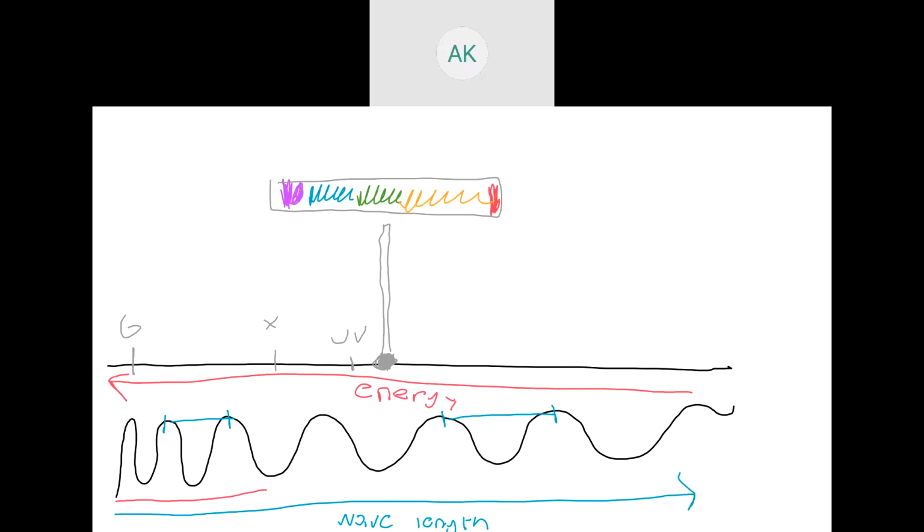And then after the visible light waves, we have infrared, and then the rest of the spectrum from here on out, we're going to have our radio waves, R for radio. So gamma, X-rays, UV, visible light, infrared, and radio waves. And that is the light spectrum.